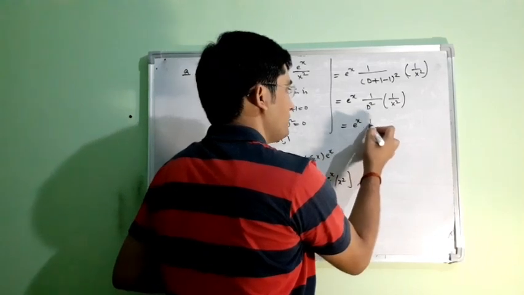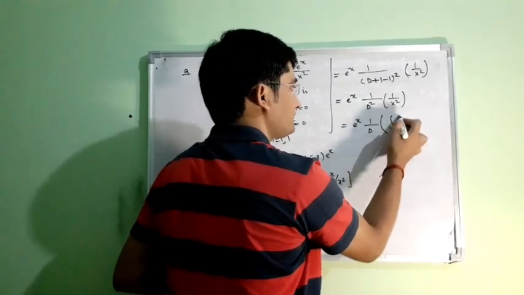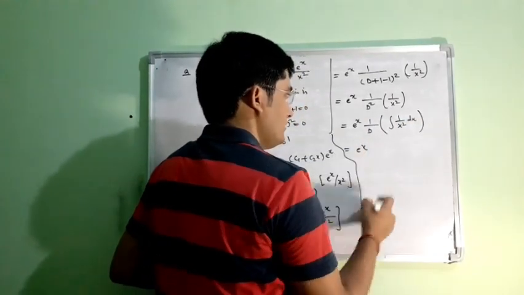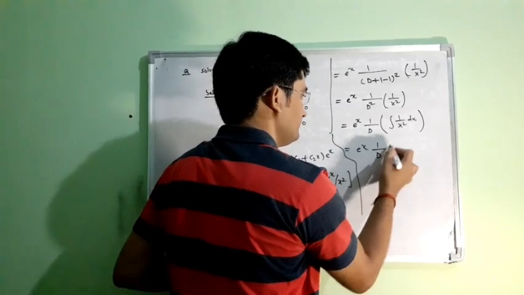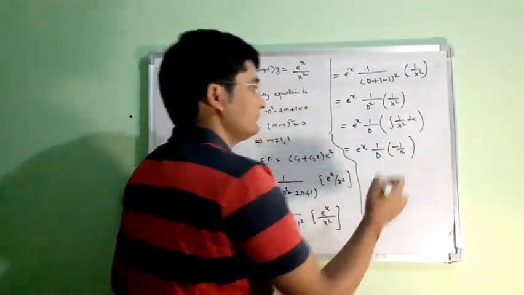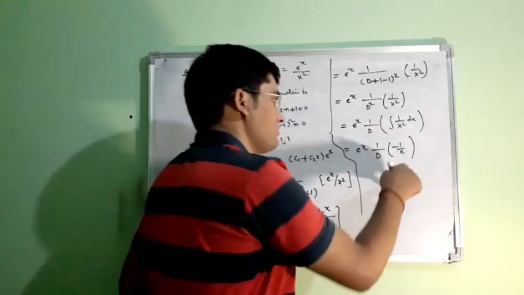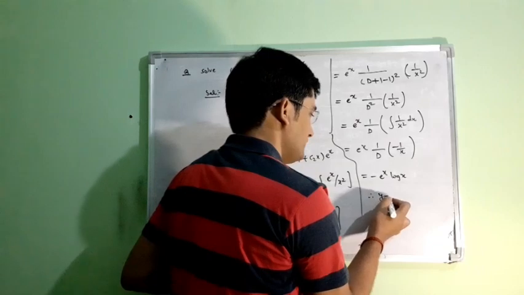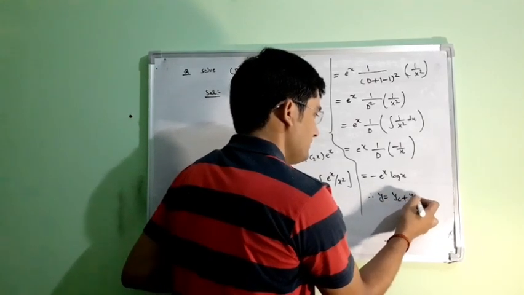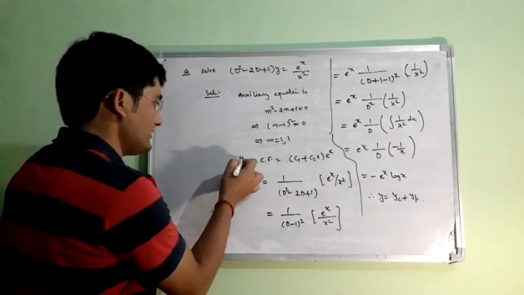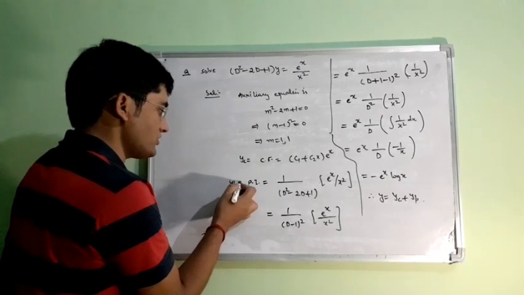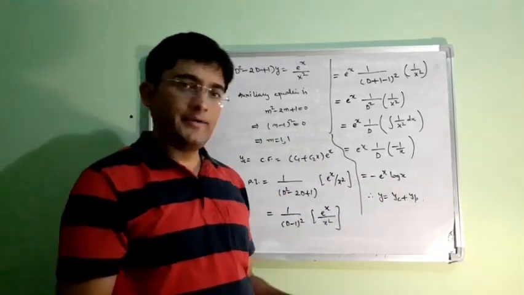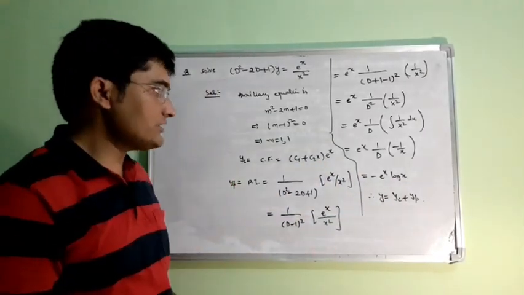One time integration of 1 upon x square will be minus 1 upon x, and then integration of 1 upon x will be log x. So your final general solution will be the complementary function plus the particular integral. This is your yc, the complementary function, and this is your yp, the particular integral. The sum of these two solutions will be the final solution of the problem, that means the general solution.